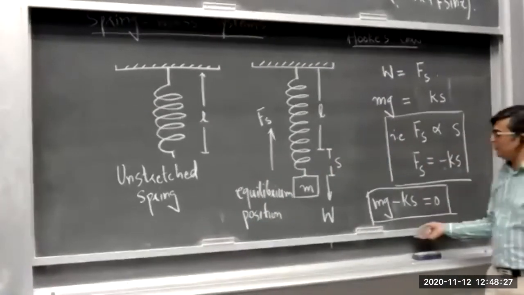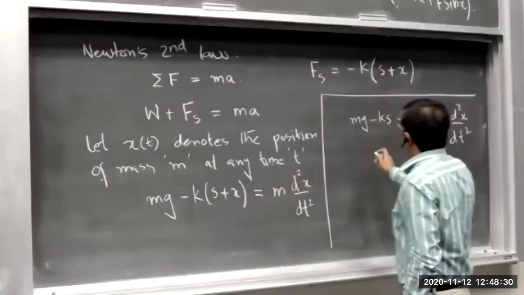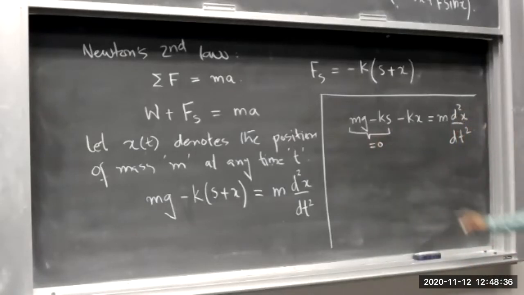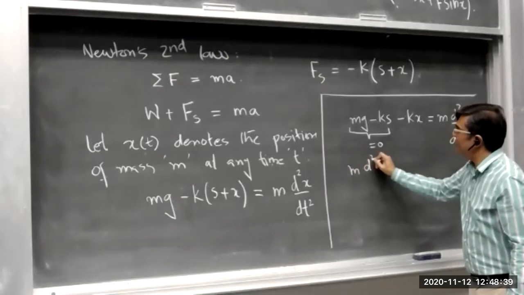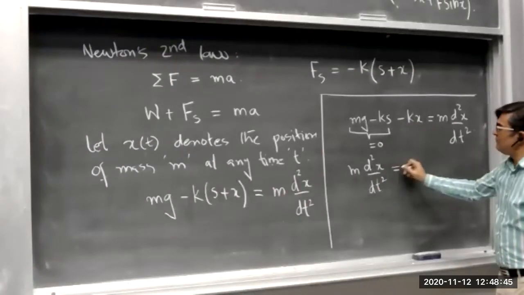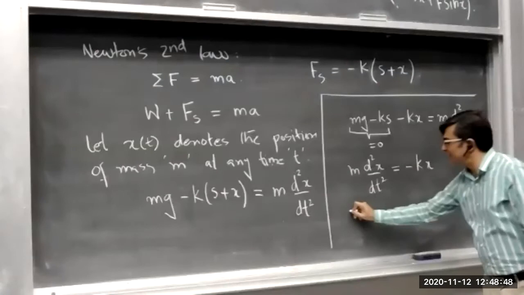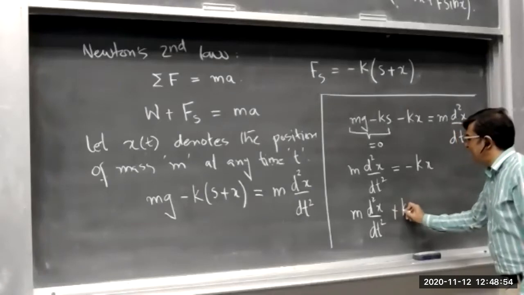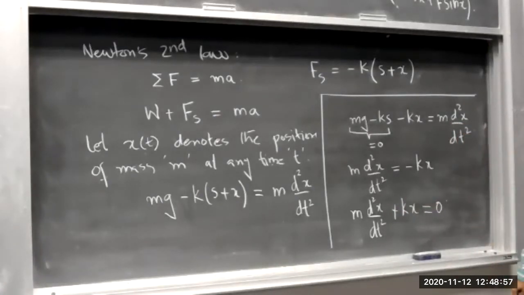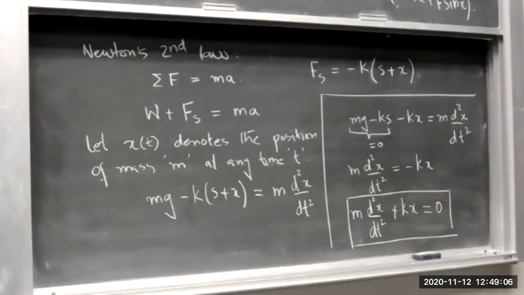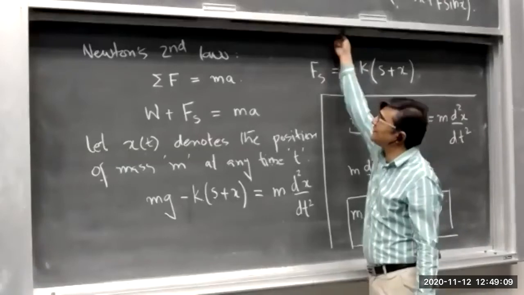Now using this equation, we can put this one equal to 0. What we have obtained is m d square x by dt square minus kx is equal to minus kx. Further, we can write m d square x by dt square plus k times x is equal to 0. So this is the differential equation which we have obtained for this spring mass system.